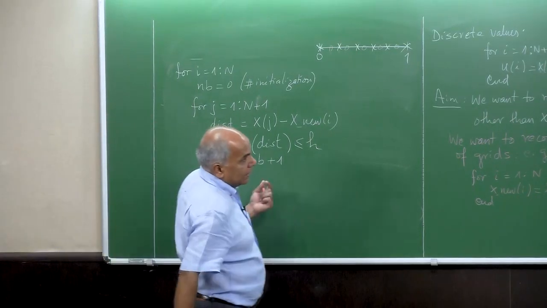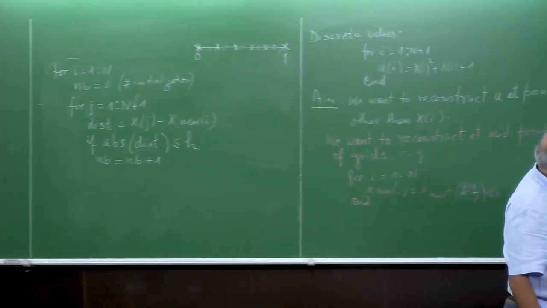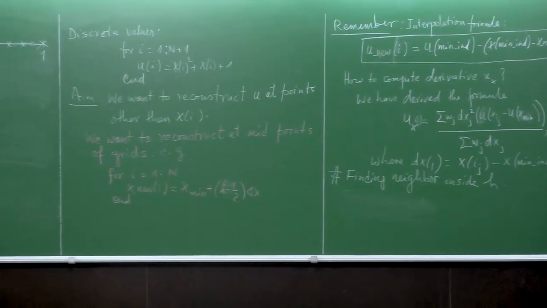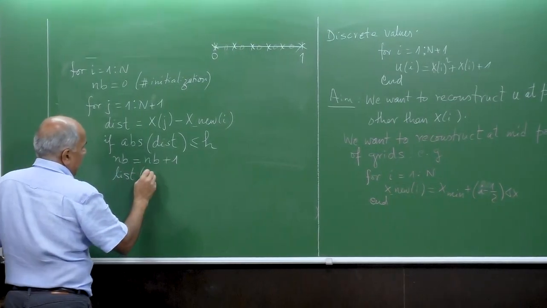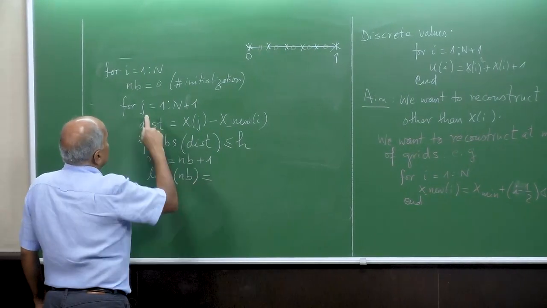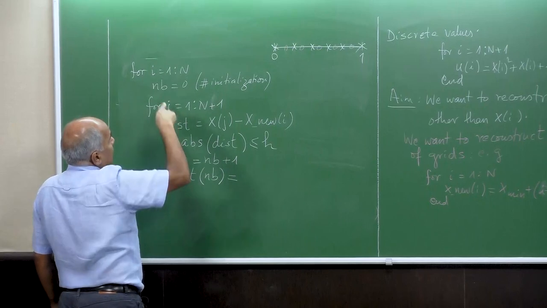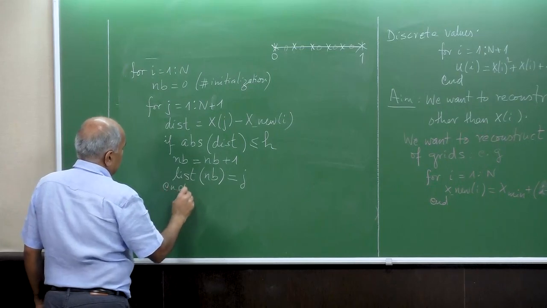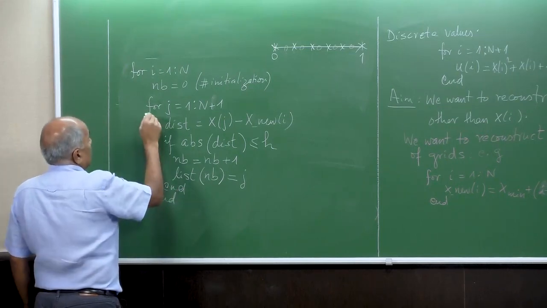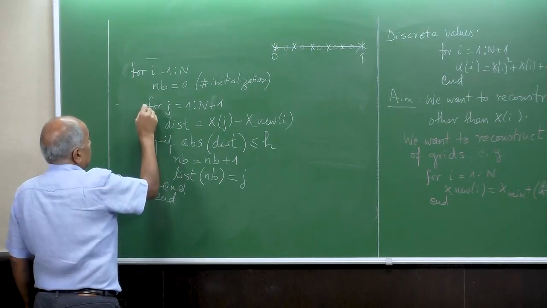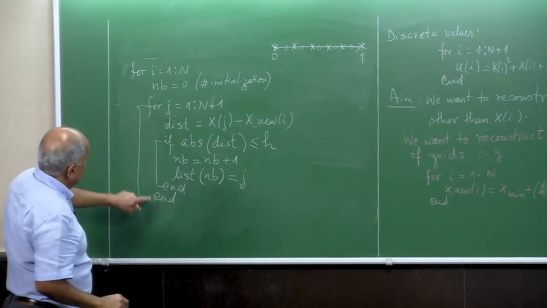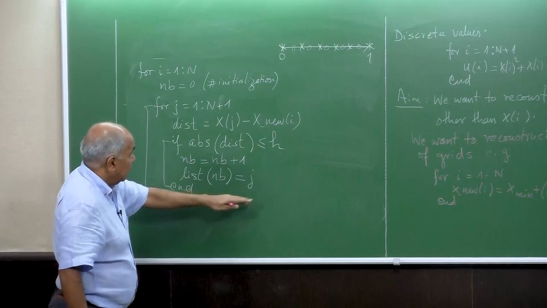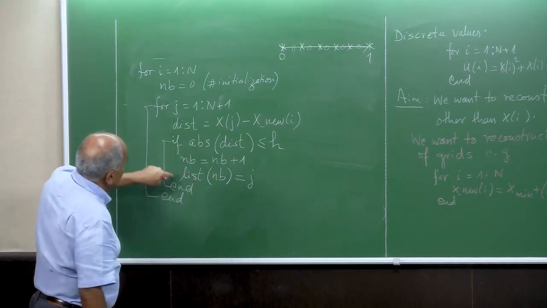So I need the list. The list of nv is j. This is one loop, this is the if condition, this is a loop. So for every i, this is my neighbor. So nv is the total number of neighbors.